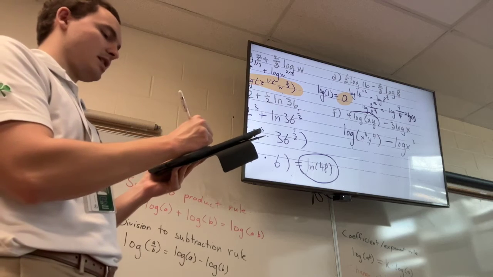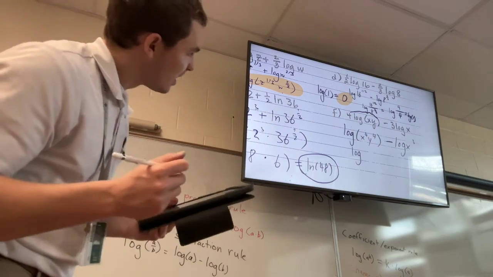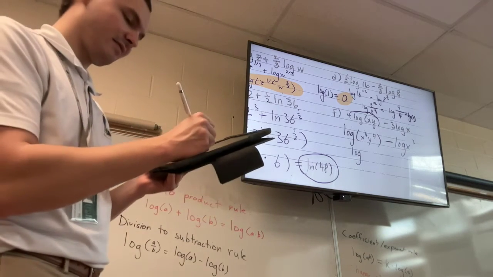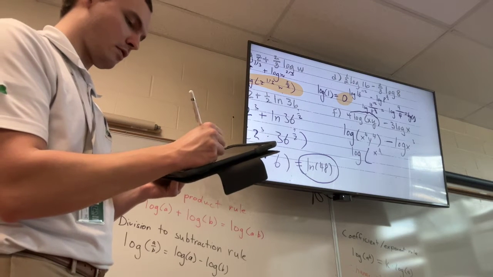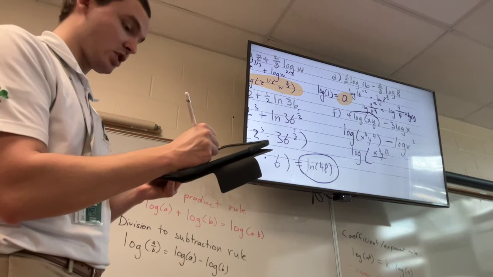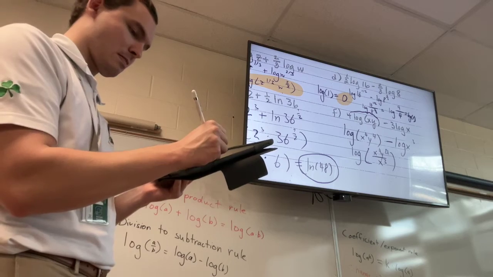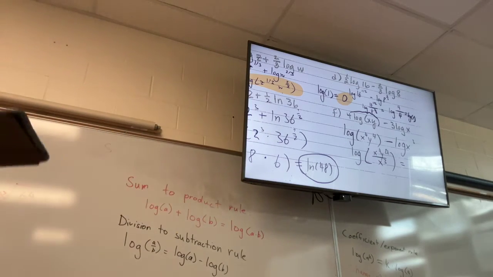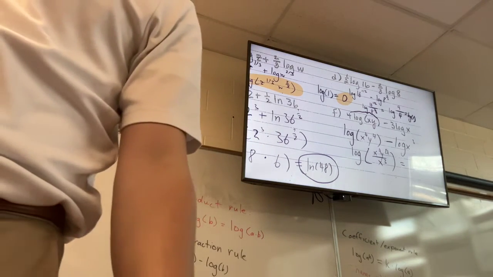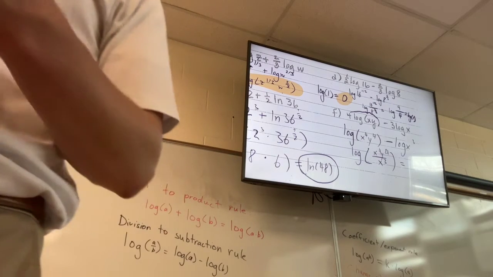And then this becomes a division, right? So log of x to the 4th y to the 4th over x cubed. Okay. And then that simplifies to xy to the fourth.